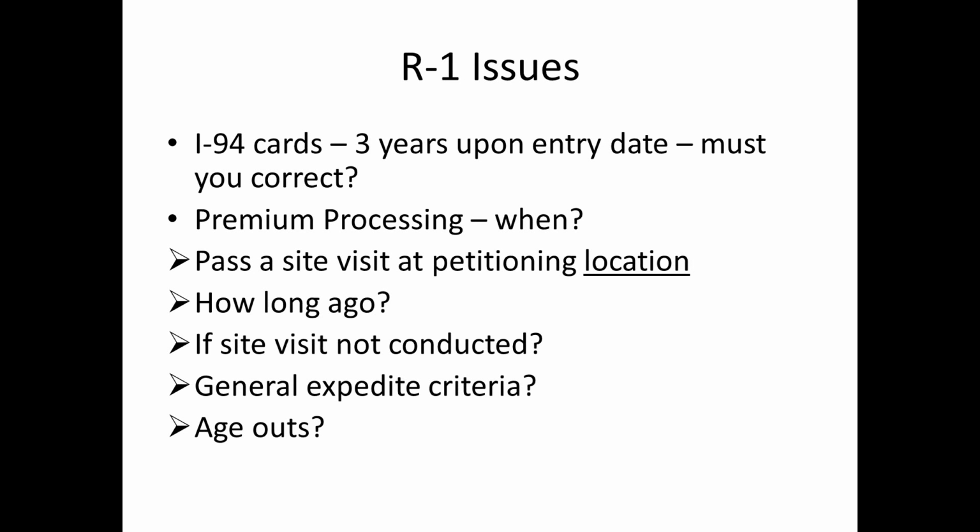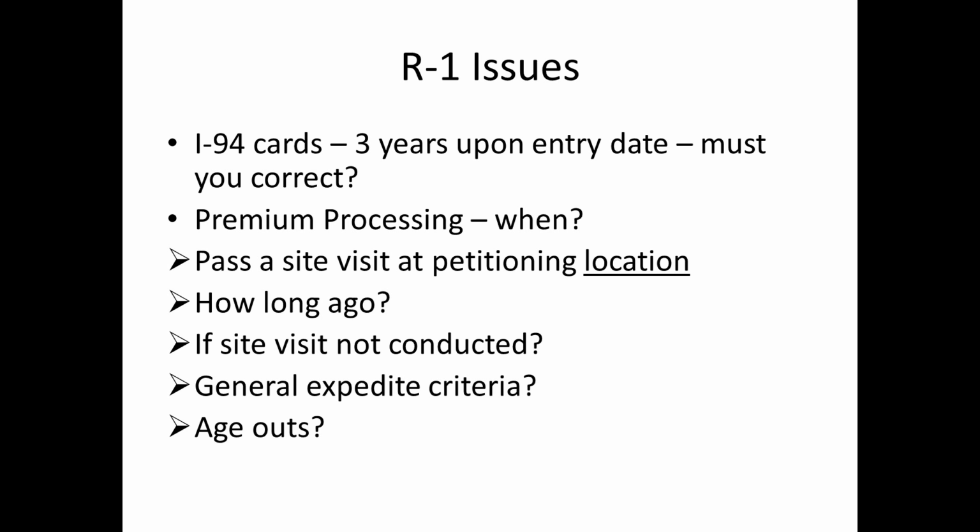Just some particular R1 issues. We see from time to time that I-94 cards are given 3 years on the entry date. Must you correct? Yes, you should correct it. It's clearly a mistake. R1s are petition-based, and the foreign national should only get an I-94 card with status in the United States valid until the end of that petition, not 3 years every time they enter.